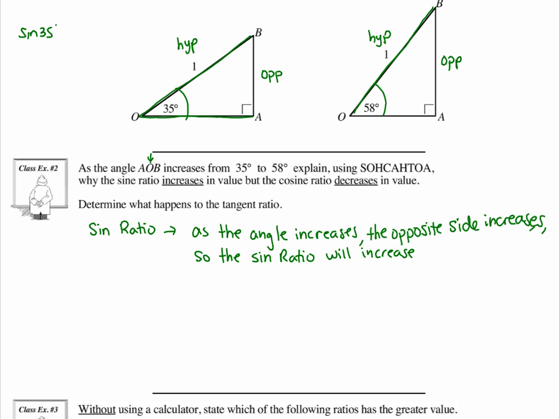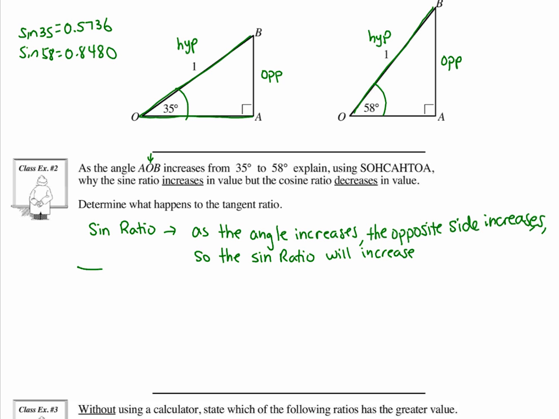If we type in sine 35 and sine 58, we did that on the other page, right? You probably don't remember the numbers, but that's okay. I'll just write it down for you. Sine 35 was 0.5736, and 58 was 0.8480. So do you see how the ratio increased? And that's because the opposite side is growing.